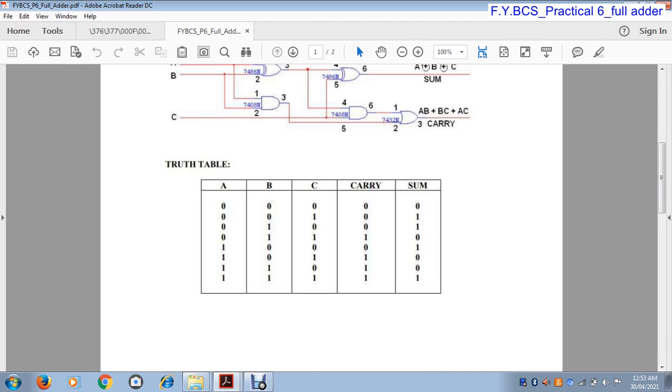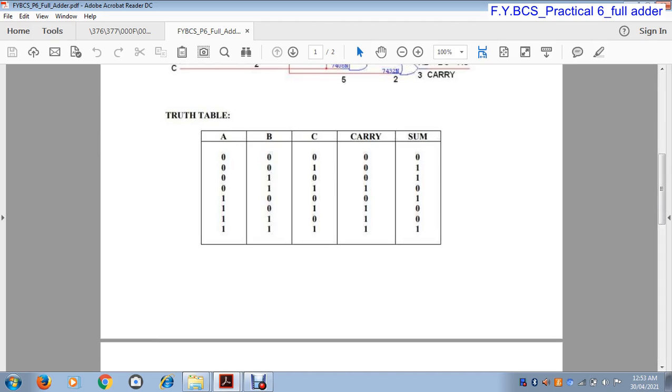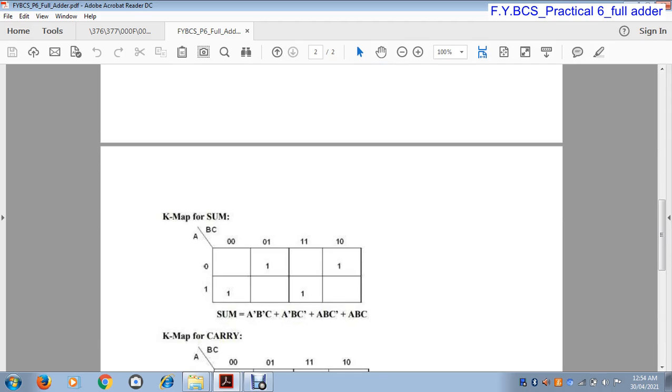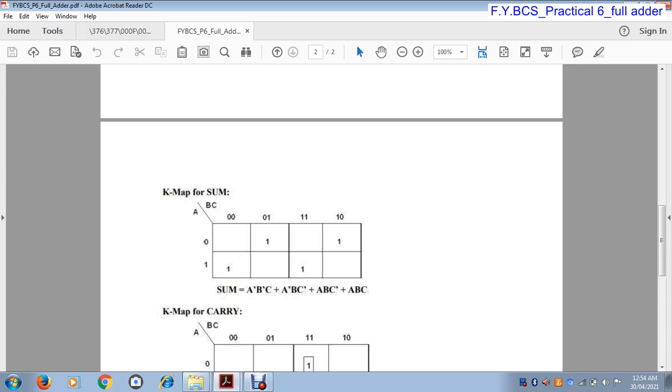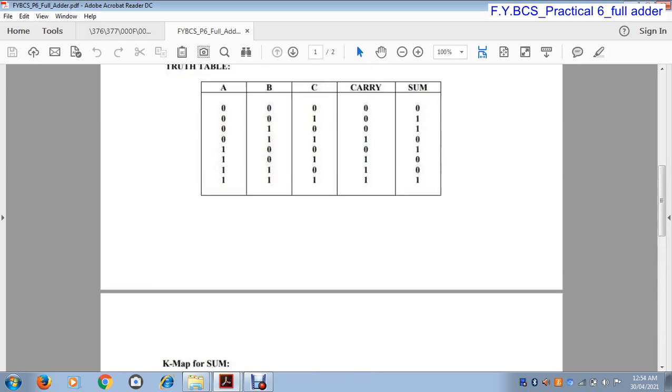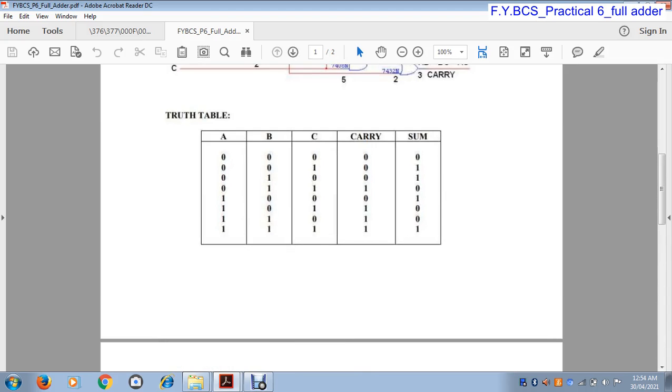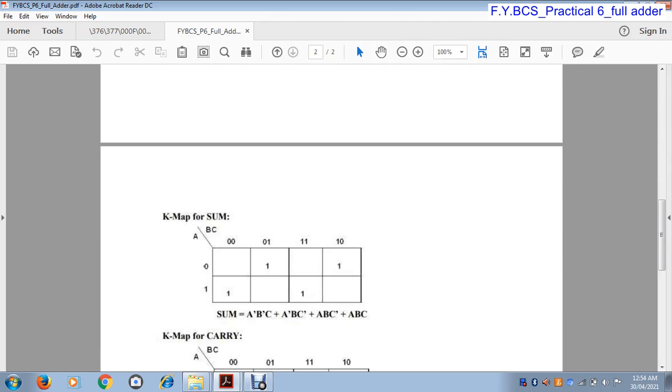Now we draw the K map for this carry and sum. Okay, that we drew in the half adder. So similar to the half adder, in this practical for the full adder we can also draw a K map for the two outputs, sum and carry. Okay, so this is the K map for sum. Now there are three variables. For three variables there are 8 cells.